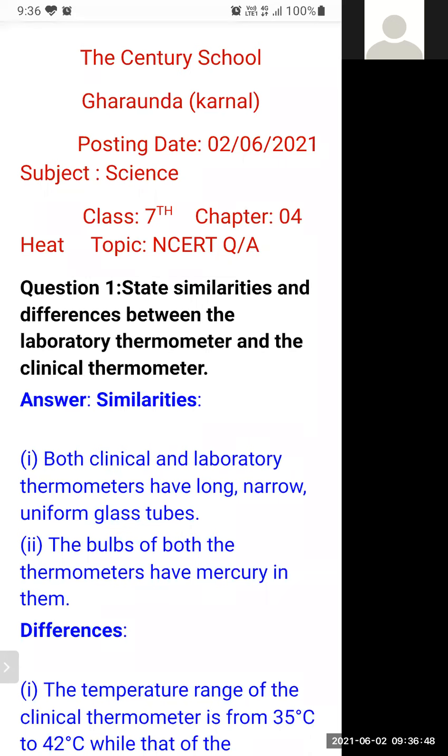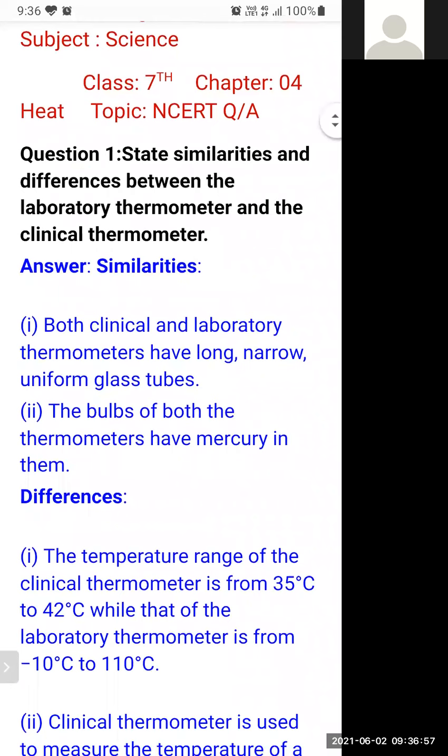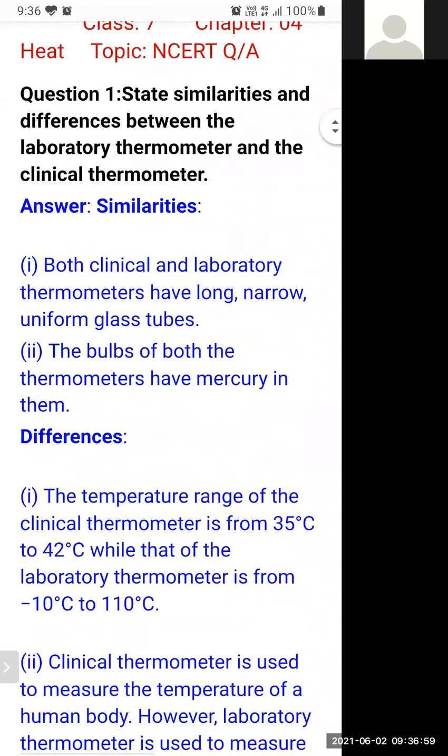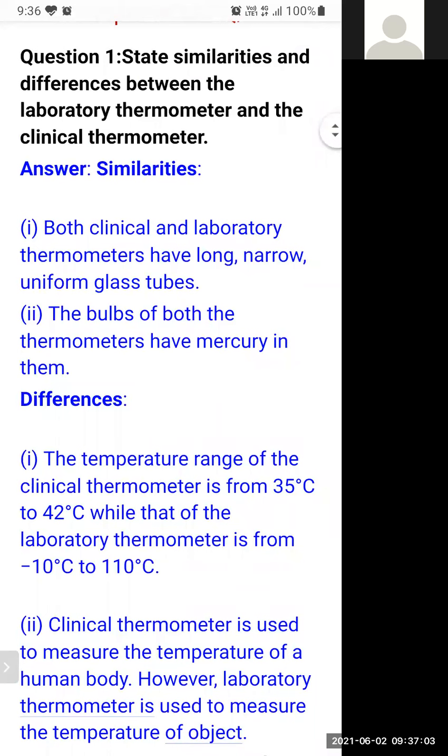State similarities and differences between laboratory thermometer and clinical thermometer. So students, you all know about clinical thermometer and laboratory thermometer. Now what you have to do is differentiate. There are some similarities and some differences. First you have to write the similarities between the laboratory thermometer and clinical thermometer.